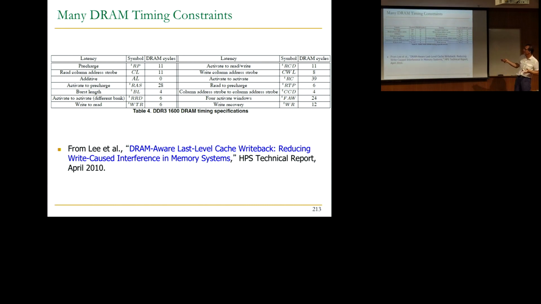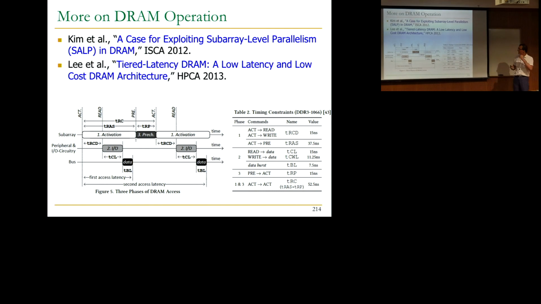Write recovery, for example. After you do a write, you need to wait for 12 DRAM cycles before you can do anything to that bank. Read to pre-charge delay, activate to activate is the TRC. As you can see, it's about 39 DRAM cycles in this particular technology over here. Okay. And the papers that I recommended actually cover some of these. Actually, maybe I'll cover a couple of these over here.